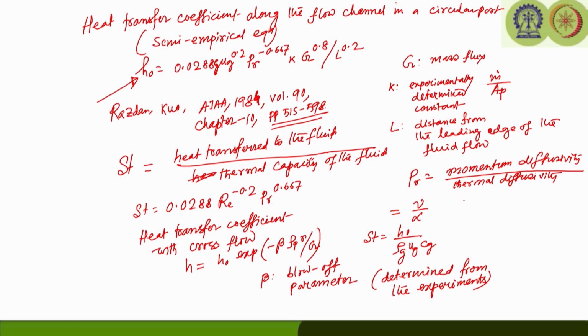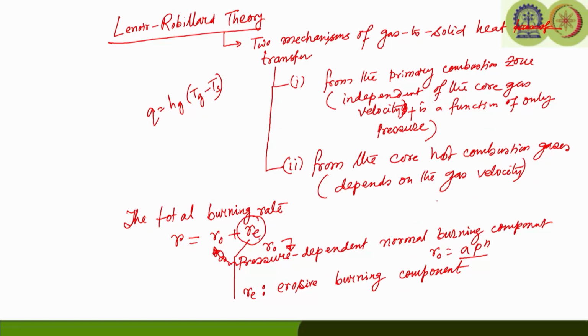So, that way one can assume that the burn rate, which is increased due to the cross flow of the gas, is going to be given as the total burning rate, which will be the function of the erosive component of the burning and the non-erosive component or the pressure dependent normal burning component. So, R0 is the burning rate without cross flow, whereas RE is the erosive component of burning.